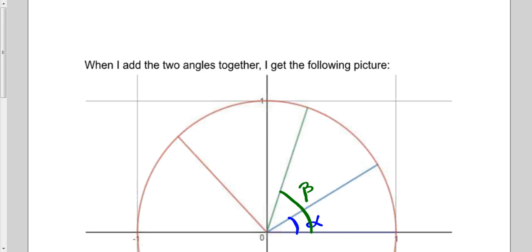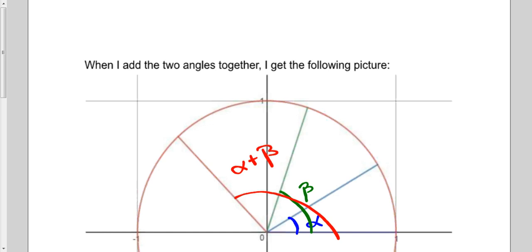So, now if the green angle is beta and the blue angle is alpha, what is the red angle? There is no Charlie in Greek. That's phonetics. I think it goes alpha, beta, gamma, delta. But no, it's not gamma. How did I get the red? Alpha plus beta. So the red angle is alpha plus beta.